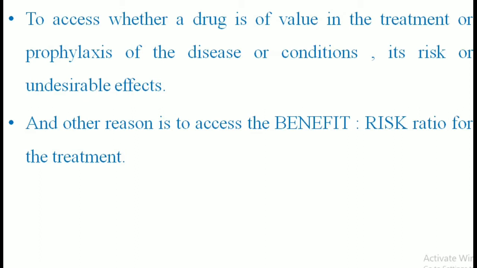Now, what is the objective of clinical trials? Basically, to assess whether a drug is of value in the treatment or prophylaxis of a condition, and its risks or undesirable effects. We need to check in clinical trials also the benefit risk ratio, that is, whether the developed drug has more benefits or more risk. In case a particular drug has more risk, it cannot be used for patients. So that particular benefit risk ratio is required to be determined.